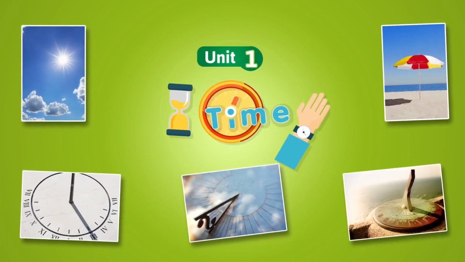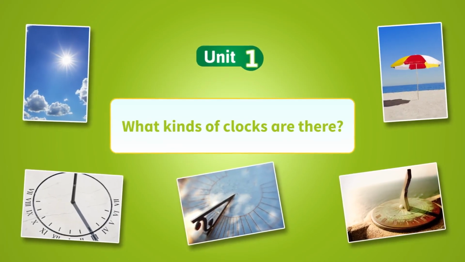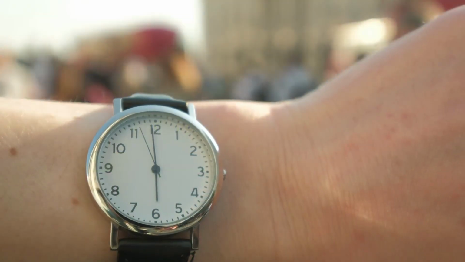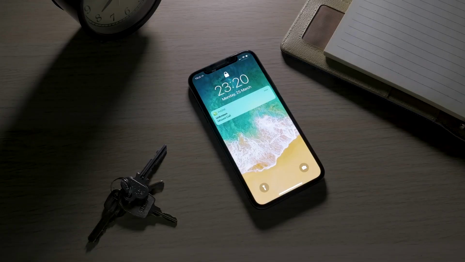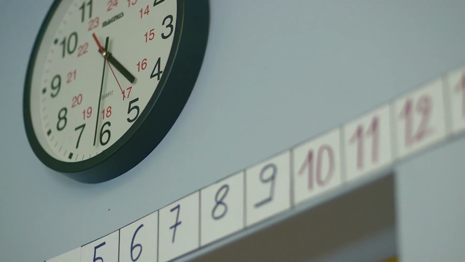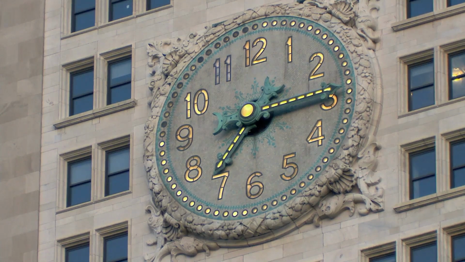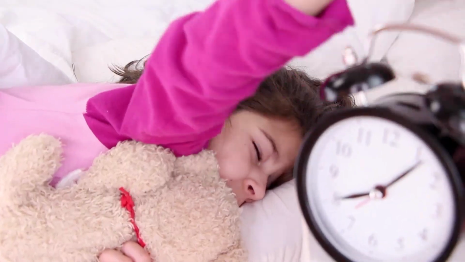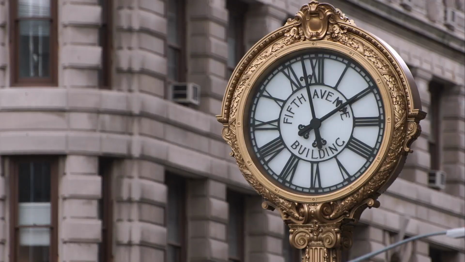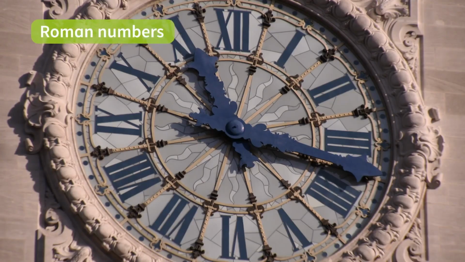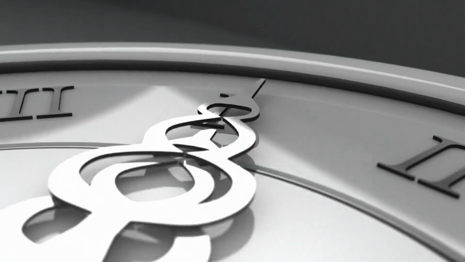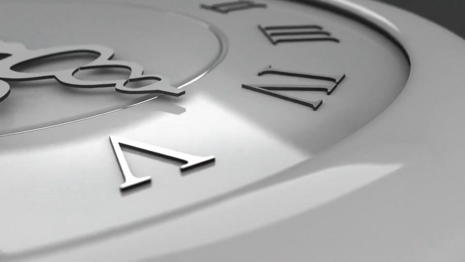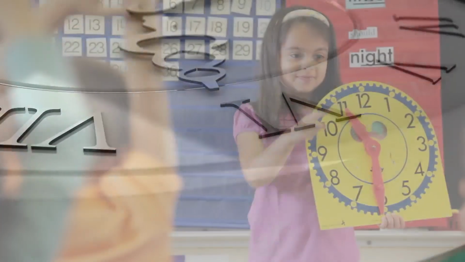Unit 1. What kinds of clocks are there? There are different kinds of clock. There are big clocks and small clocks. Some clocks have Roman numbers. 1, 2, 3, 4, 5.